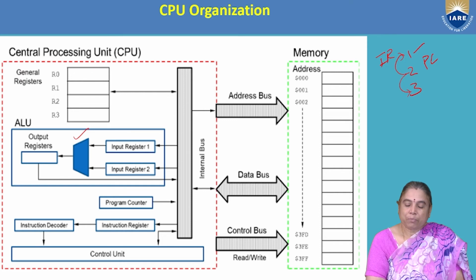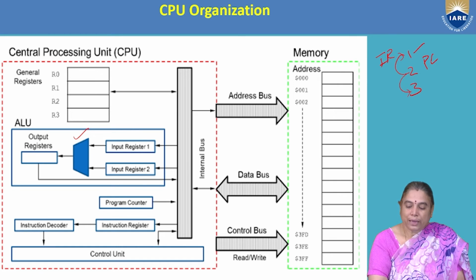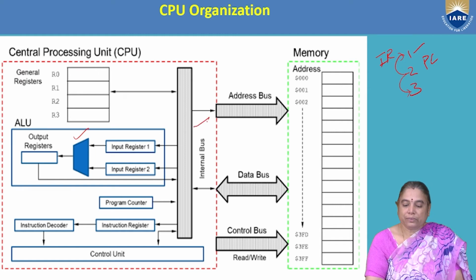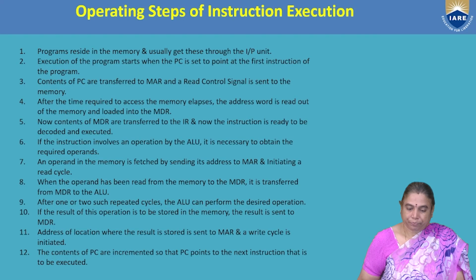So the major subcomponents of the CPU are the memory. The memory has to be accessed and connected with the external system bus, and with the internal components of the control unit, ALU, and the registers through the internal bus. So this is the basic CPU organization.